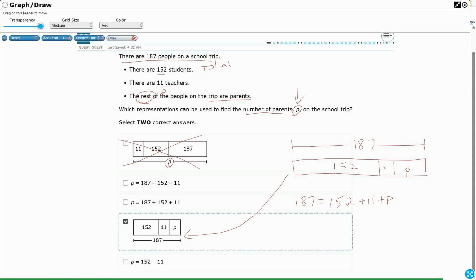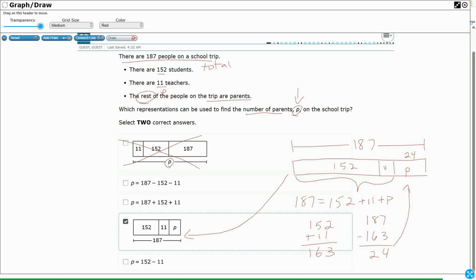Well, I would need to add up these two right here. I would need to do my 152 plus 11. That's 3, that's 6, that's 163. And then I would want to subtract that from 187. So 187 minus the 163, and that's going to get me 24. Okay, so there's 24 parents. So there's more parents than teachers on the trip.